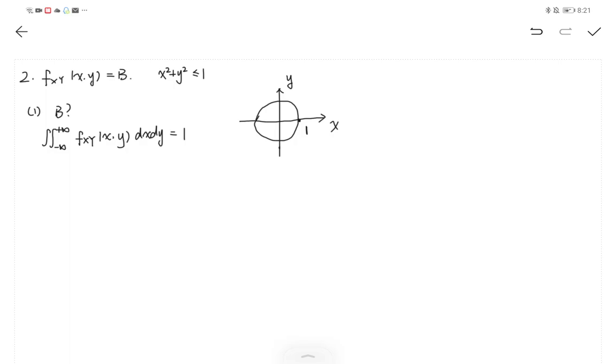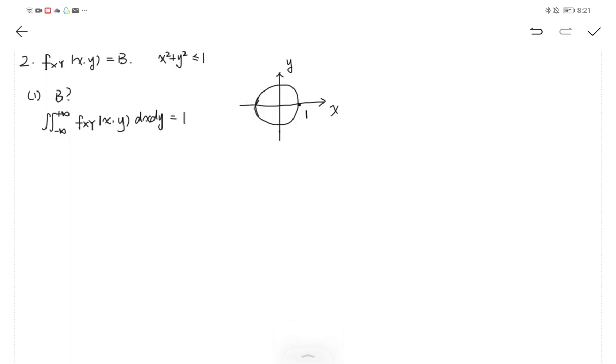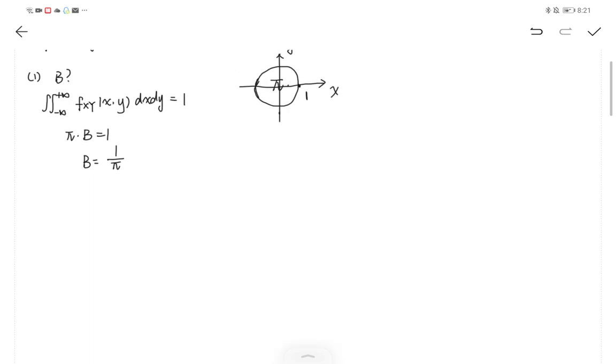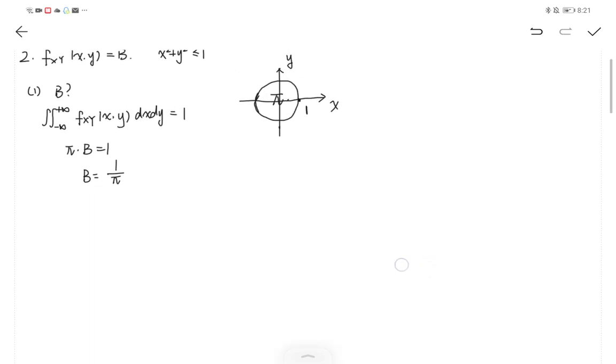So we can know that the area is pi. So we can see that pi multiplied by b equals 1. So b should be 1 over pi, and this makes the defined function a valid joint density function.